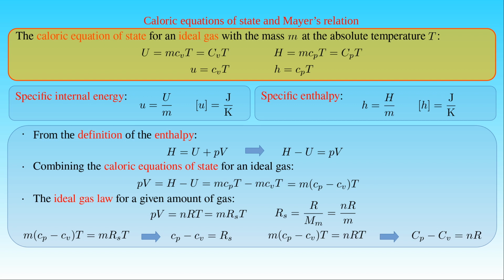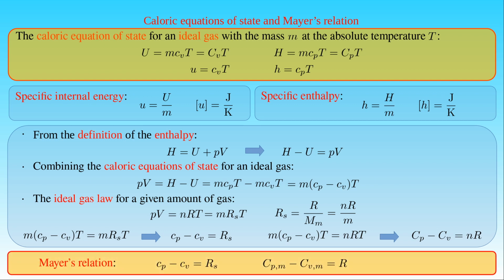As a result, this relation can be written in two alternative forms. The first one states that the difference between the specific heat capacity Cp for a constant pressure and the specific heat capacity Cv for a constant volume is equal to the specific gas constant Rs of the gas. In its second form, Meyer's relation tells us that the difference between the molar heat capacity Cpm for a constant pressure and the molar heat capacity Cvm for a constant volume is equal to the universal gas constant R.